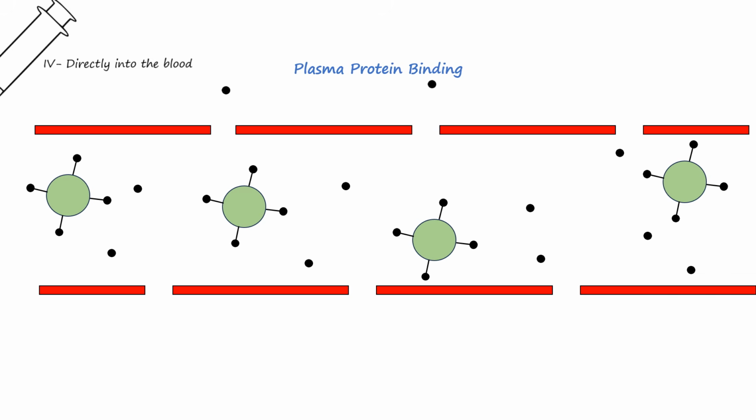Now there is a balance between these two forms. So when the concentration of drug in the blood drops, some of the bound drug gets released. This helps maintain the active concentration of drug that can move into the tissues. Highly protein-bound drugs usually have a slower onset and a longer duration of action. This is because the bound drug acts like a reservoir, slowly releasing the free drug over time.